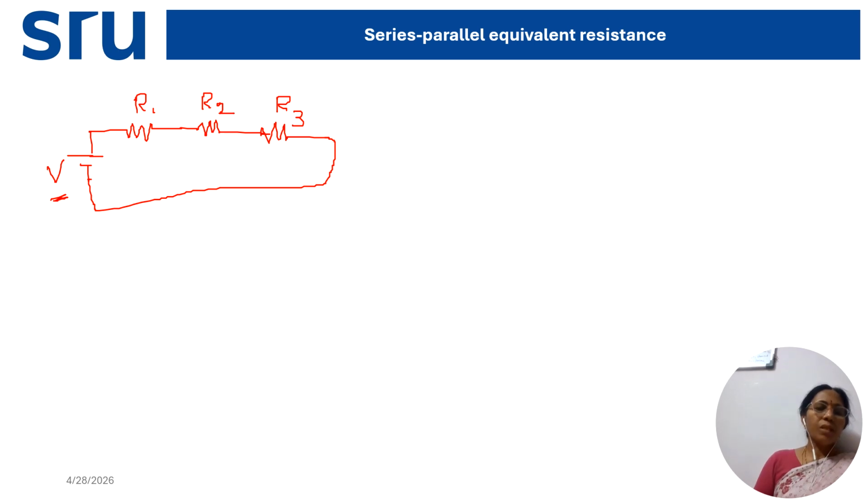So what is the property if the elements are connected in series? How to identify? For example, if the current delivered by this voltage source is I, then whatever current is flowing through R1 is the same as through R2 and R3.